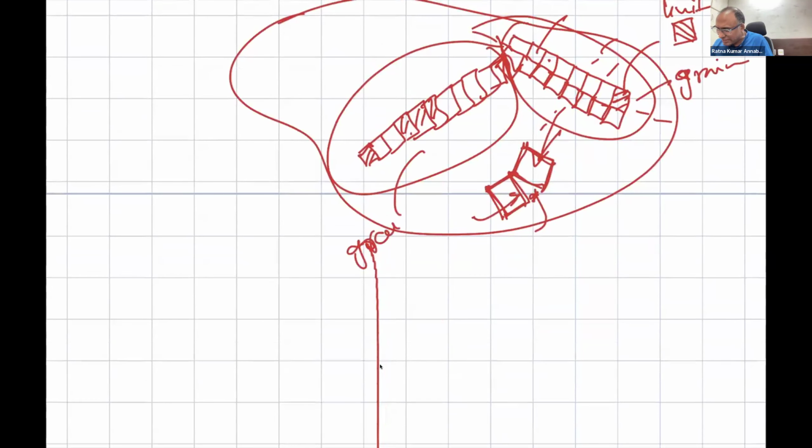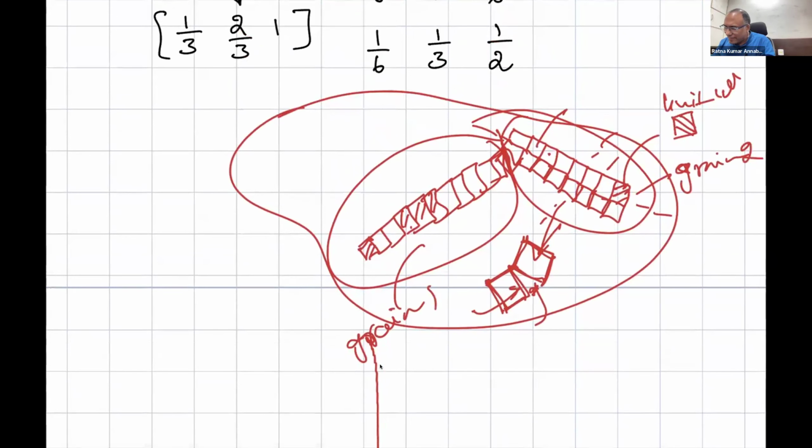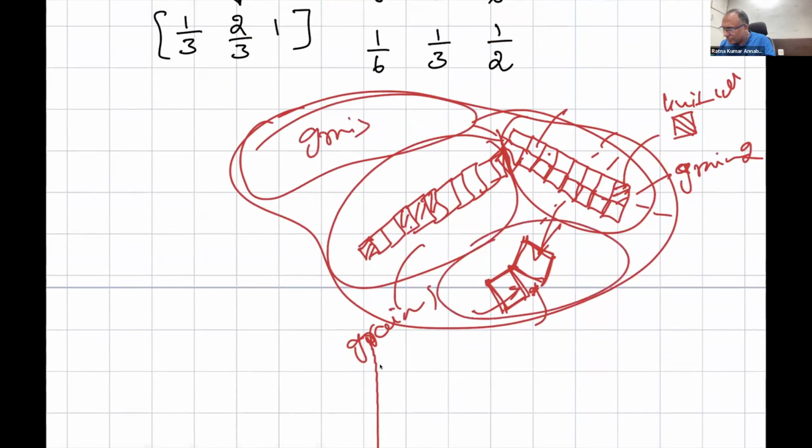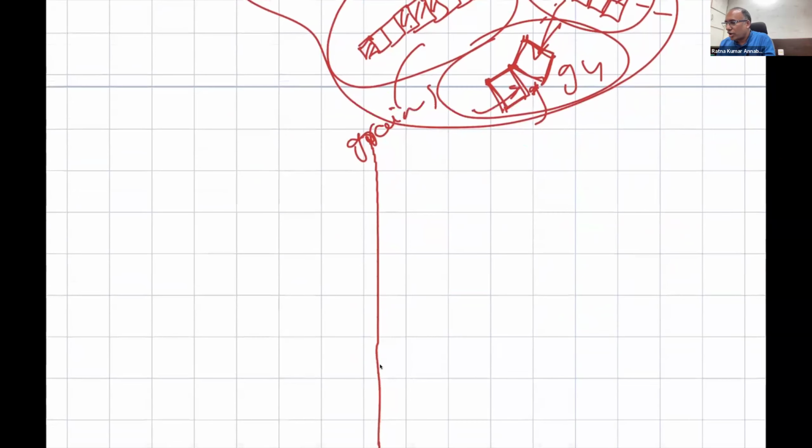Basically meaning a grain is a collection of unit cells oriented in a particular fashion. A grain 1, grain 2. They have two different orientations. Similarly, I can have another grain, that is grain 3. This can be grain 4. Each grain may have its own orientation. In that particular grain, all the unit cells are oriented in a specific direction, but the adjacent grain has a different orientation. Okay. So, such a crystal is what we call a polycrystalline material.